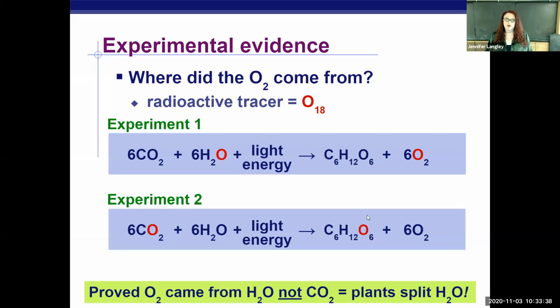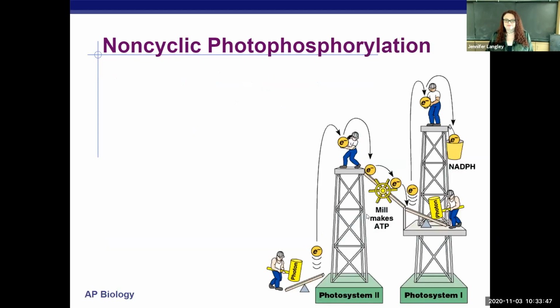Plants have to split water. If plants do not have water, they cannot do photosynthesis. We have to have oxygen, they have to have water, they have to have carbon dioxide.